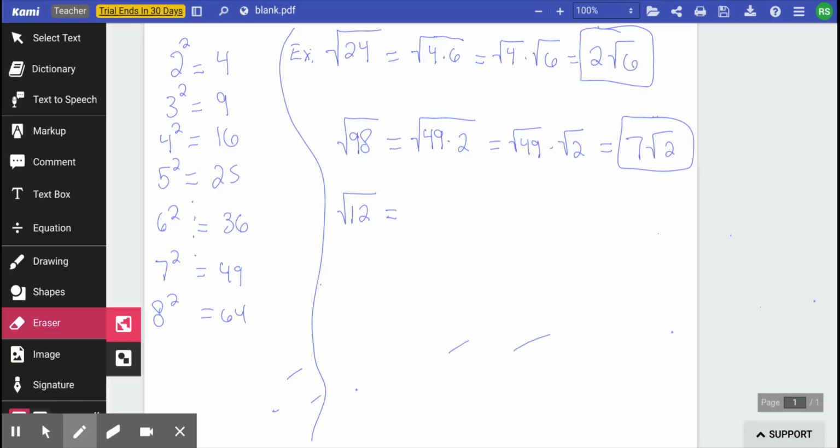All right, to simplify the square root of 12, the biggest perfect square that goes into 12 is 4. We can write that as the square root of 4 times 3, which is the square root of 4 times the square root of 3, which is ultimately equal to 2 square roots of 3. That is the simplified expression there.